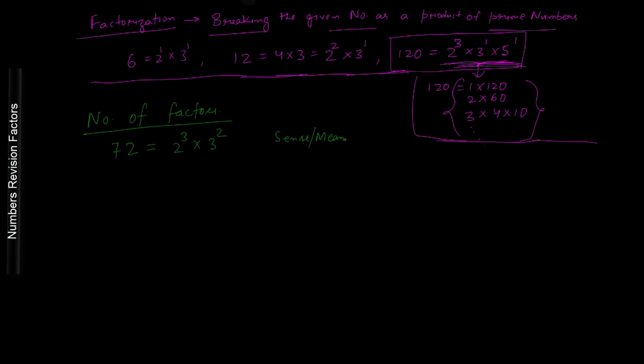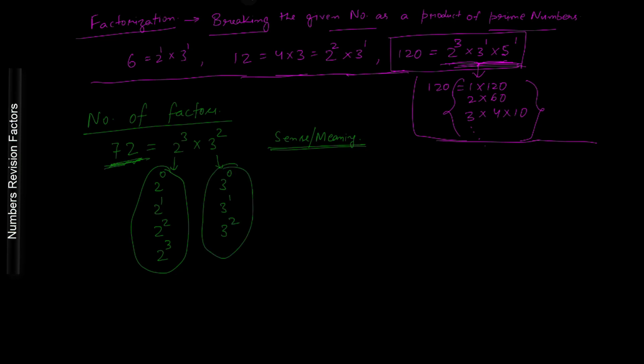The sense or the meaning of this is that for prime number 2, 72 is divisible by all the powers of 2 up to 2 to the power 3, right? Or I can also say that 2 raised to the 0, 2 raised to the power 1, 2 raised to the power 2 and 2 raised to the power 3. These are possible powers of 2 which are also factors of 72. The meaning of 3 square is 3 to the power 0, 3 to the power 1 and 3 to the power 2. These are those possible powers of 3 which are factors of 72. Now any combination here of these powers of 2, any combination here will give us a definite factor of 72. That is what it means, right?